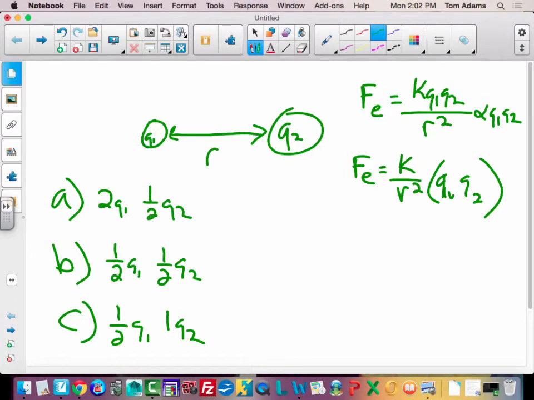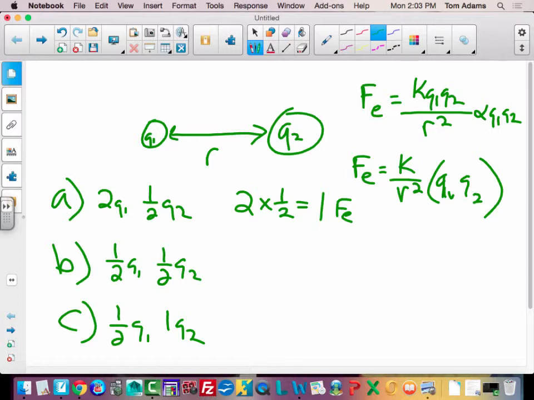Okay? And so what they're saying is if I change the values of charge 1 and charge 2, how does this affect the overall force? Well, for part A, it says if you double the first and halve the second one, how does it change the overall magnitude? Well, that's easy. It's just going to be 2 times 1/2. So that's just 1. The magnitude doesn't change at all. It's the same, because I double one and I halve the other.